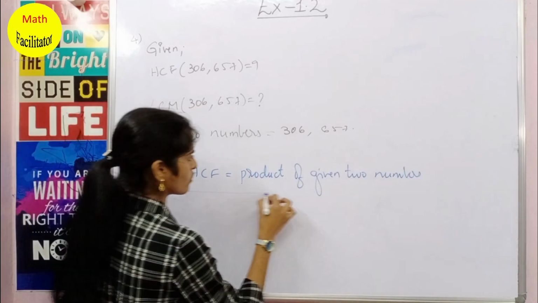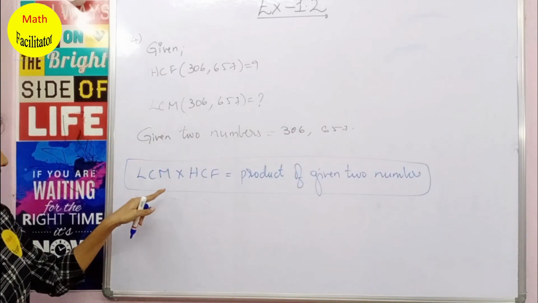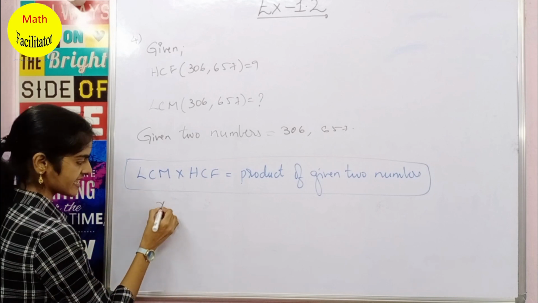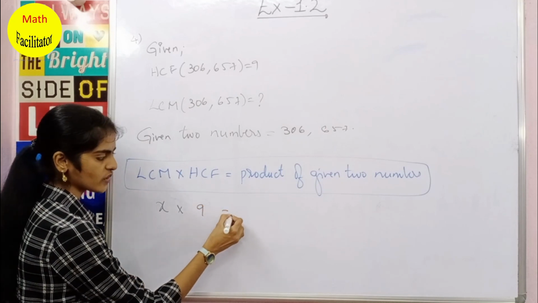Okay, so this is what you know. This is the relation, right? So substituting here, now LCM you don't know, so let us take it as X. HCF is 9, it is given in the question.